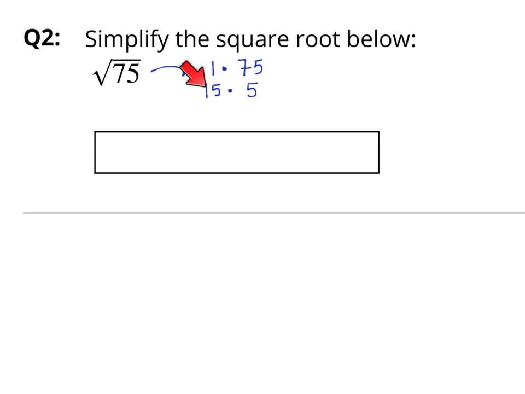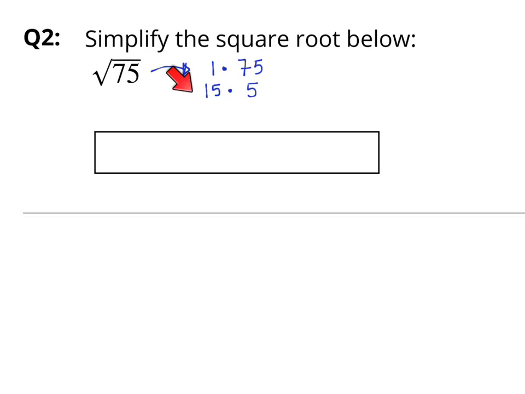So if I take 15, 15 is not a perfect square because there is no number that I can multiply times itself that gets me 15. Like if I multiply 3 times 3, that gets me 9. That's not 15. If I multiply 4 times 4, that gets me 16. That's not 15. And 5 isn't a perfect square either. The only way I get 5 is 1 times 5, and there is no number that I multiply times itself to get me 5. 2 times 2 gets me 4. 3 times 3 gets me 9. So these two are not perfect squares.